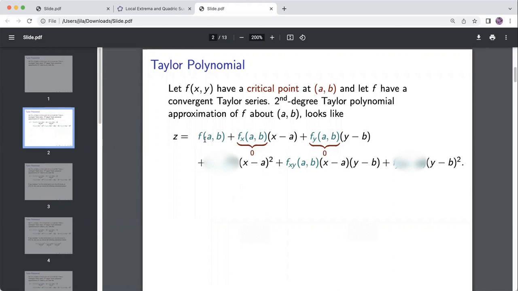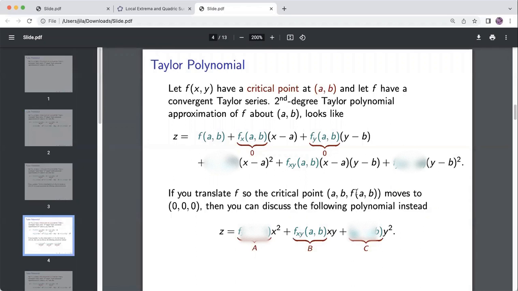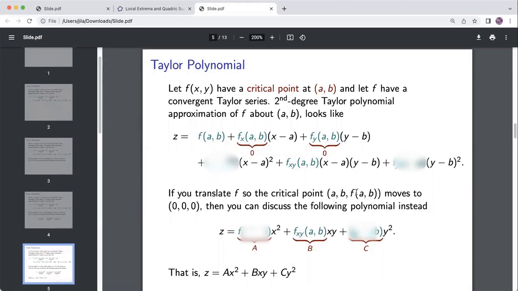So looking at this, I can see there's a constant, a multiple of x minus a to power 2, a multiple of x minus a times y minus b, and a multiple of y minus b to power 2. If you translate the graph of f, so the critical point a, b, and f of a, b moves to 0, 0, 0, then the Taylor polynomial looks like this: z equals a x squared plus b xy plus c y squared.